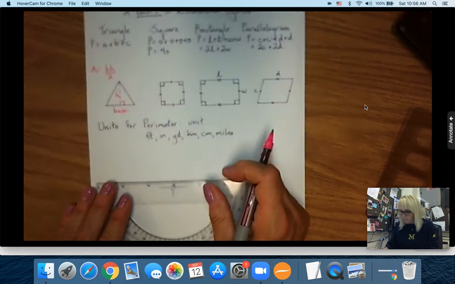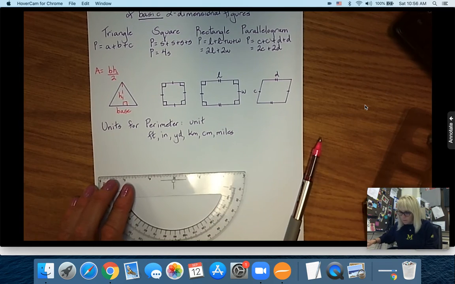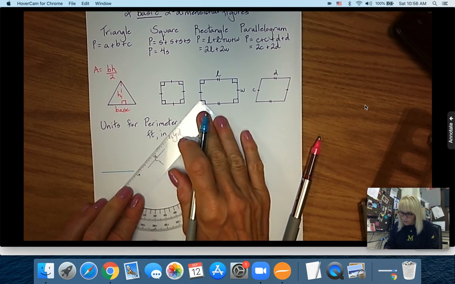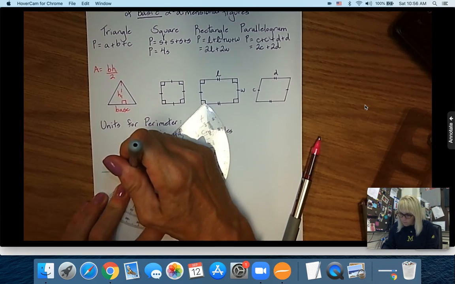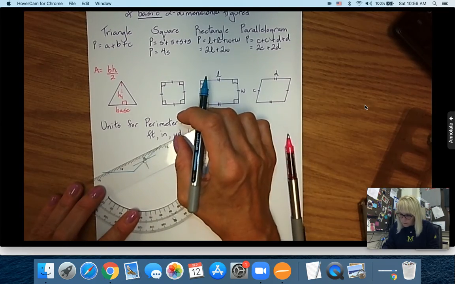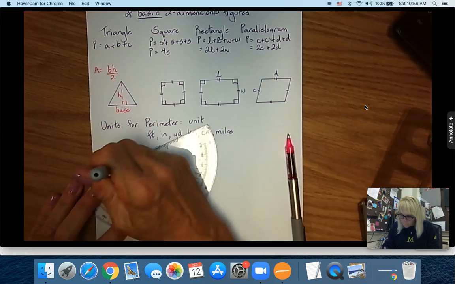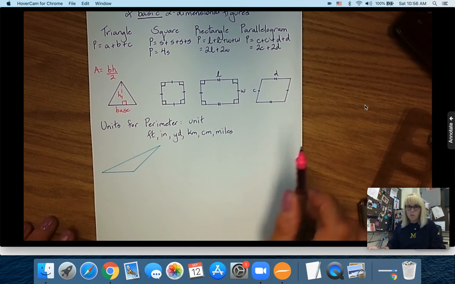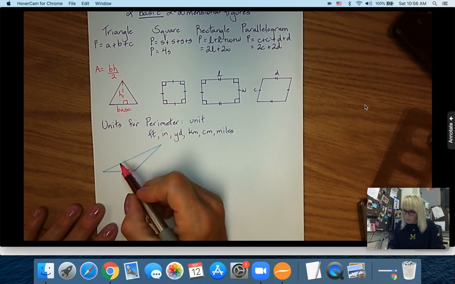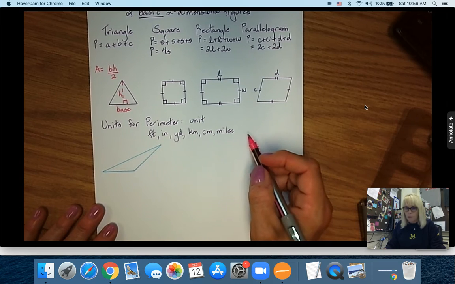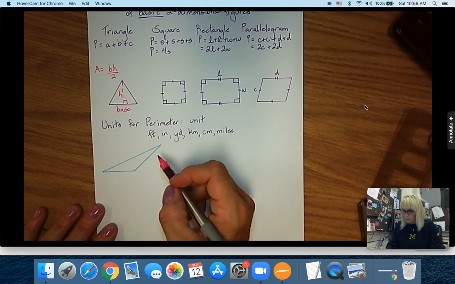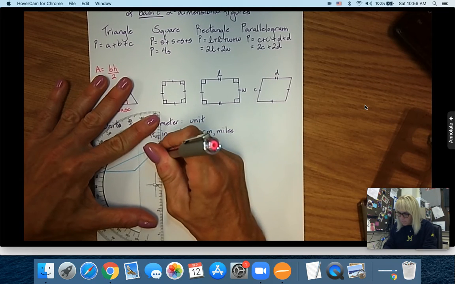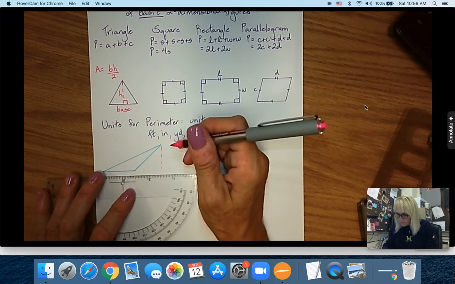Sometimes the height is outside of the triangle. So let me show you a trickier situation here. So here is a weird looking triangle, not your usual look to a triangle. For this one, it'd be easy to find the perimeter. We would just add these 3 sides together. But if we wanted to find the area, we have to have a right angle formed with the base. So we would have something like this in our picture.